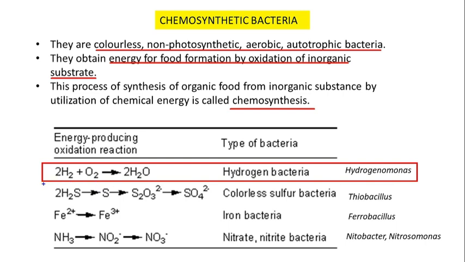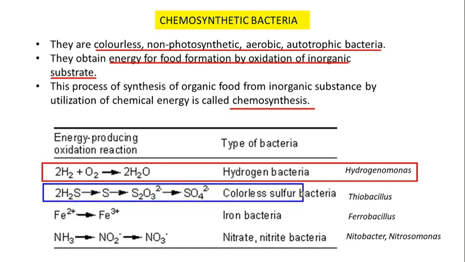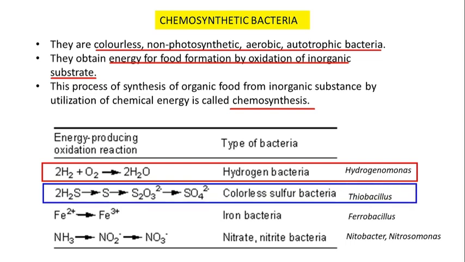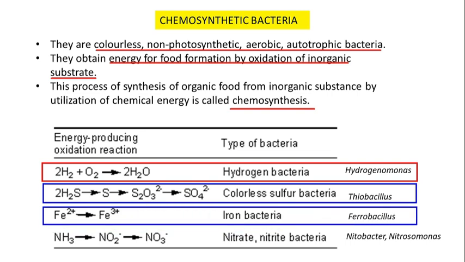Let us see the second type. As the energy producing oxidation reaction says, H2S forms S, that means sulfur, then sulfur oxide is formed, and further oxide compounds. These are colorless sulfur bacteria, for example Thiobacillus. The next one is iron. Here there are certain bacteria which convert Fe2+ into Fe3+. That means they are iron bacteria, for example Ferrobacillus.